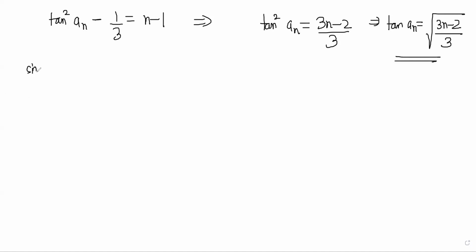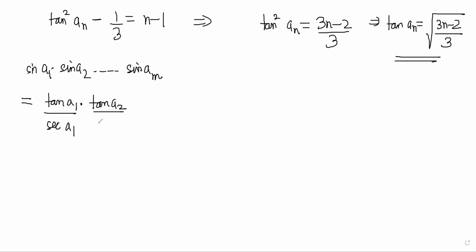So if you think about it, sin a_1 multiplied by sin a_2 till sin a_m, this is what we wanted to find. Each sine can be written as tan by sec, right? Think about it, every sine function can be written as the fraction of tan by sec. So we multiply all of them like this. This is tan a_m by sec a_m.